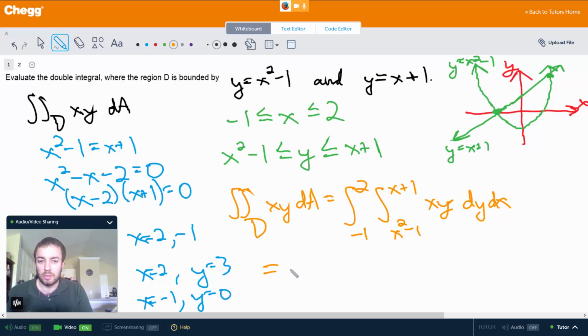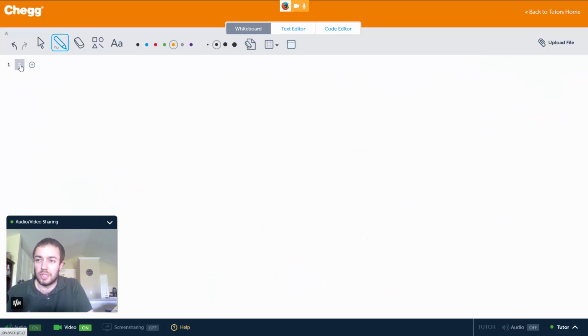So remember, we work from the inside out, so we still have the integral from -1 to 2. Now we're going to integrate xy with respect to y. So basically we're just going to treat x as a constant. Okay, so we still just have an x right here, because it's just a constant multiple essentially. And then if we integrate y, that gives us 1/2 y squared. And we're evaluating from y equals x squared minus 1 to y equals x plus 1. And don't forget, we still have a dx out here. Okay, now we're going to have to go to the next page.